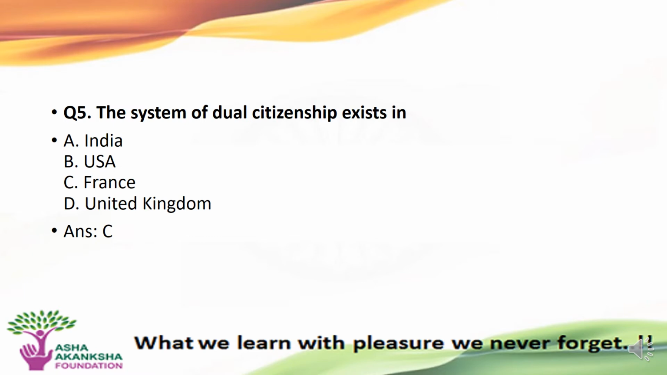The next question is: the system of dual citizenship exists in which of the following countries? Options are A. India, B. USA, C. France, or D. United Kingdom. The correct answer to this question is option C, that is France.